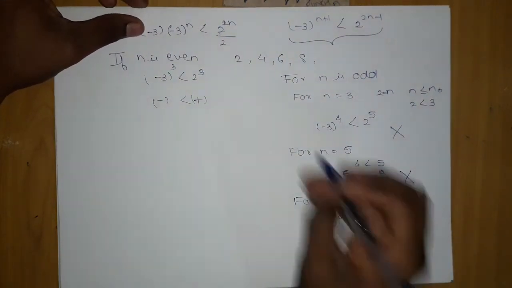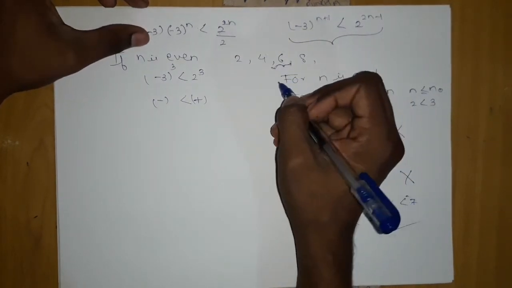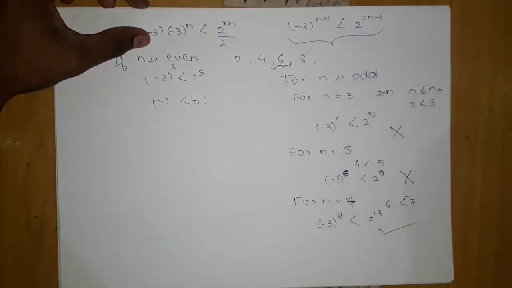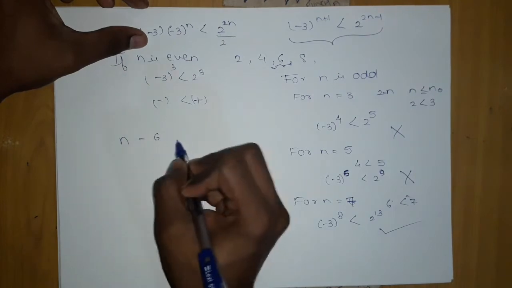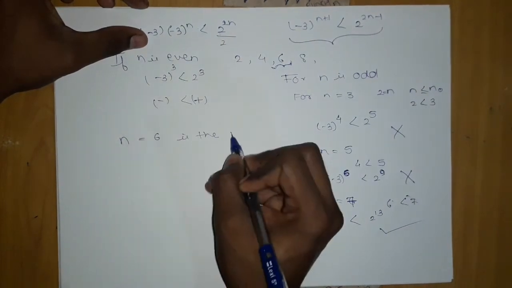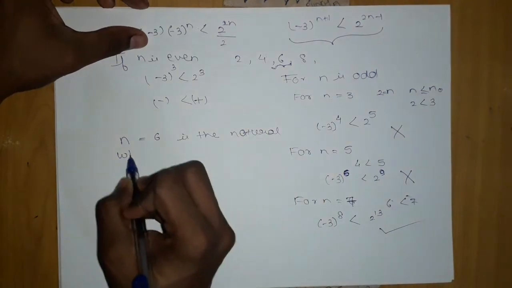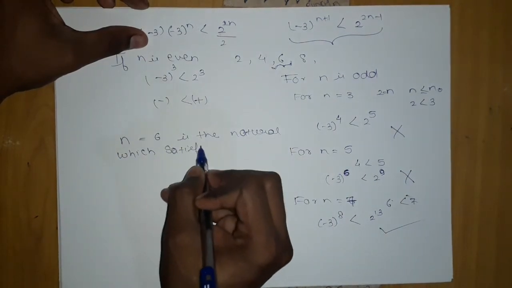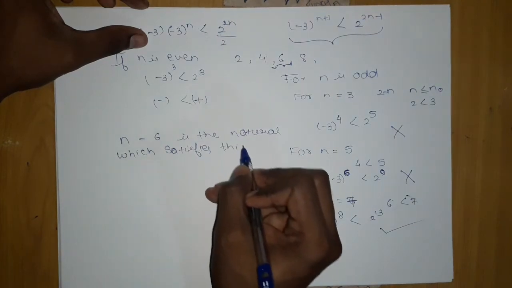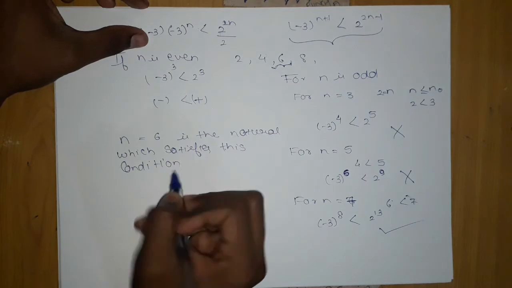What does it mean? That n equal to 6 is the least possible natural number. After n equal to 6, 7, 8, 9, 10, all natural numbers satisfy this condition. That was the main part. So n equal to 6 is the least natural number which satisfies this condition. This question is of JEE Advanced level.